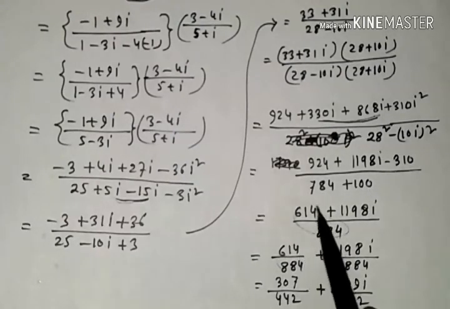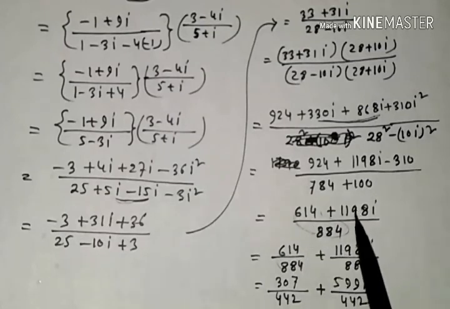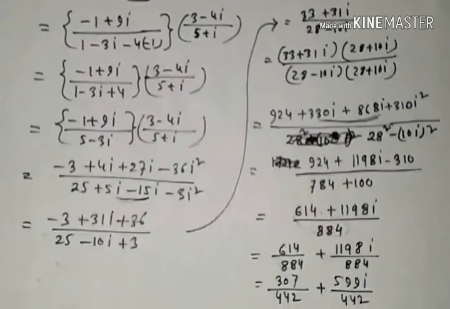Now we have to rewrite it as this by this and this by this: 614 by 884 and 1198 by 884. After simplification we get 307 by 442 plus 599 by 442 i, and this is the standard form, that is, A plus iB form.